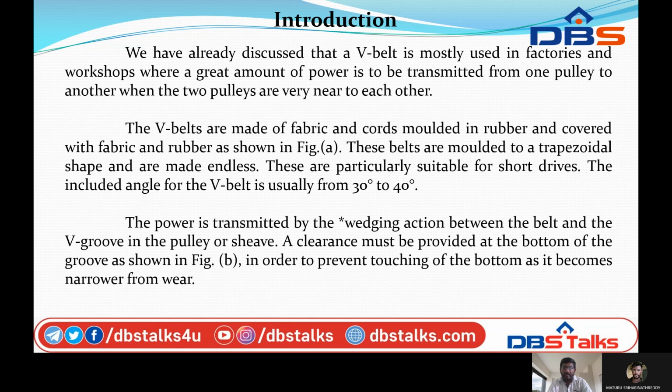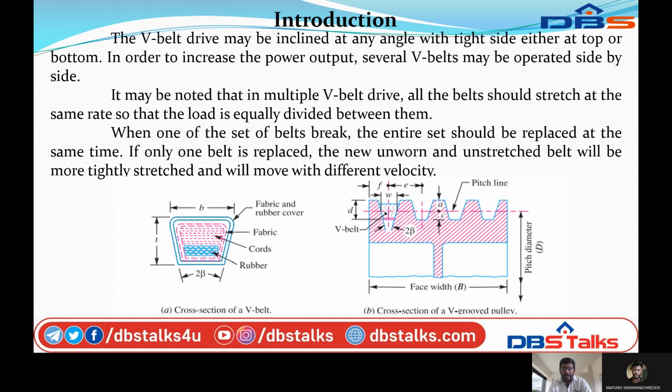The included angle for the V-belt drive is usually from 30 to 40 degrees. The power is transmitted by the wedging action between the belt and the V-groove in the pulley or sheave. The clearance must be provided at the bottom of the groove, as shown in the figure, in order to prevent the belt from touching the bottom as it becomes narrow from wear. So we can see the figures also.